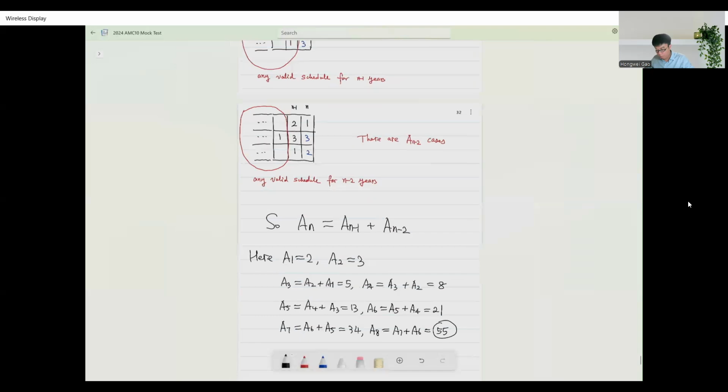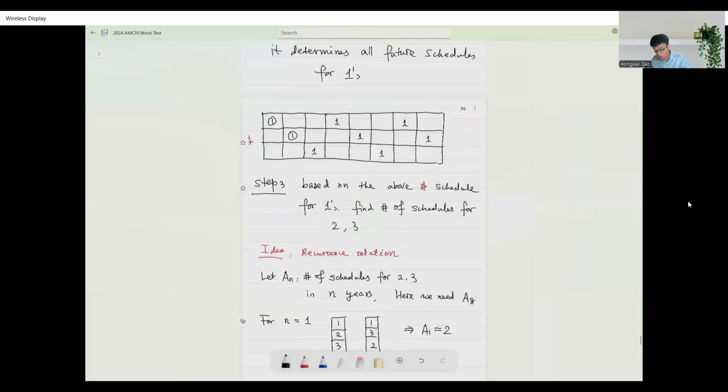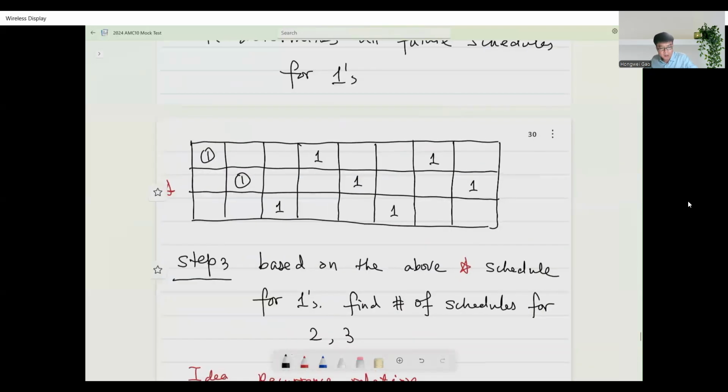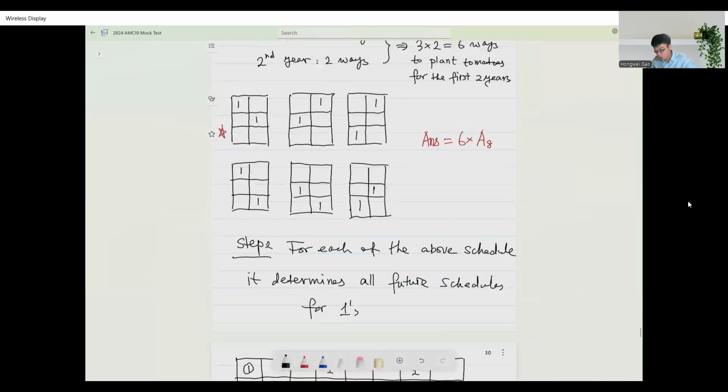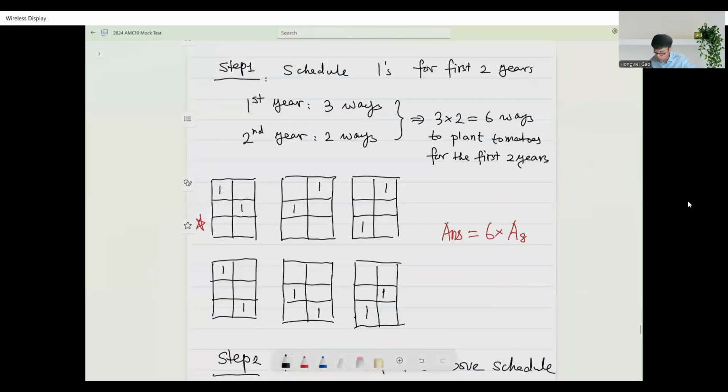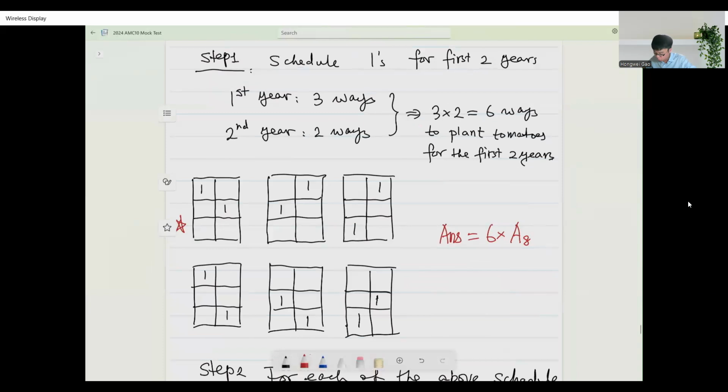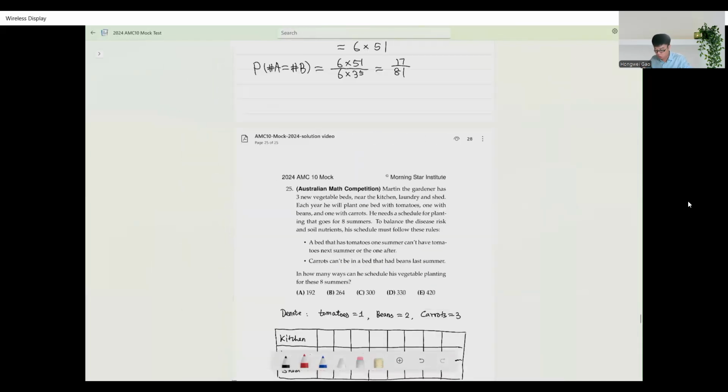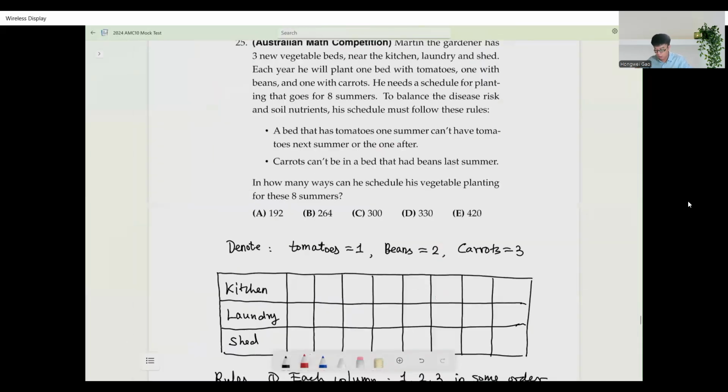That is, if you fix the schedule for ones, there are 55 ways to schedule 2 and 3. And then if we come back to this, the answer is 6 times A8. So it should be 6 times 55. It is 330. So in this way, the answer to the question is 330, which is D here.